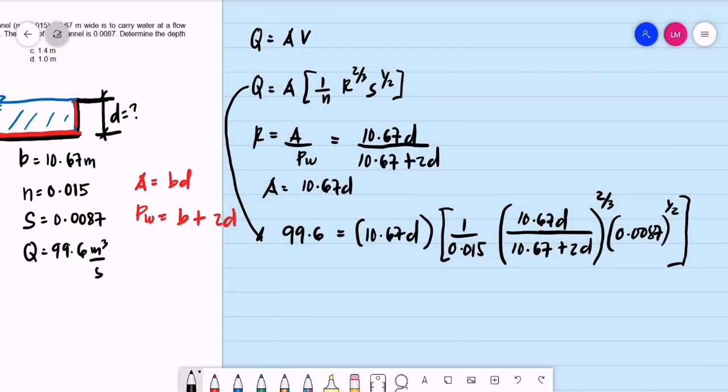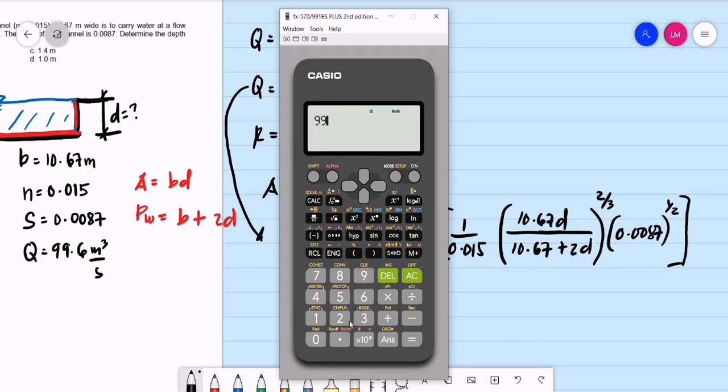So we are just to input this equation. We have 99.6 equal to the area, that is 10.67 multiplied by the depth, let's say x, multiplied by the reciprocal of the roughness coefficient, 0.015. Then multiplied by the hydraulic radius, that is the area, 10.67 of the depth, divided by the wetted perimeter, that is the base width plus twice the depth.